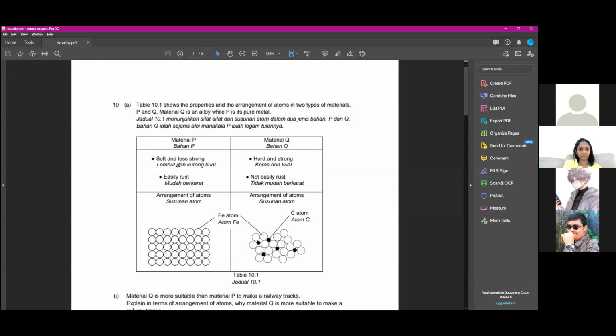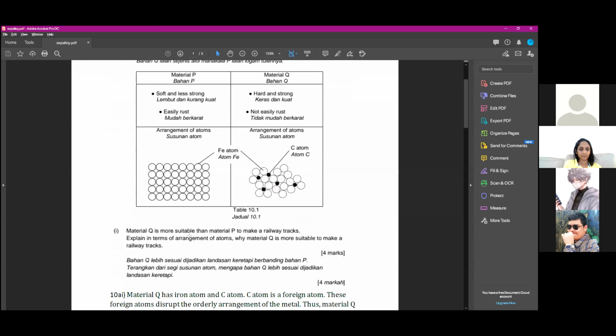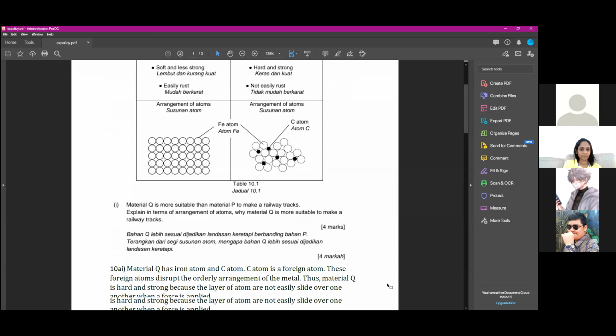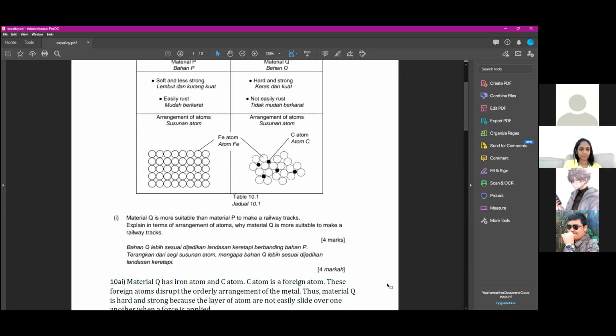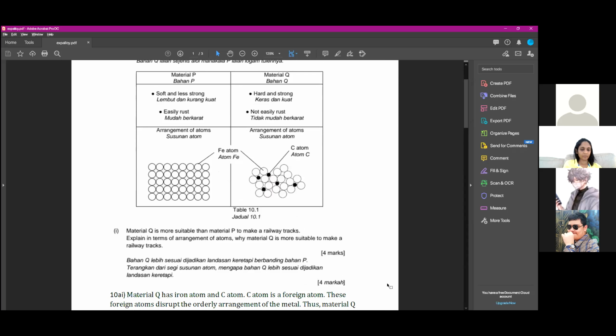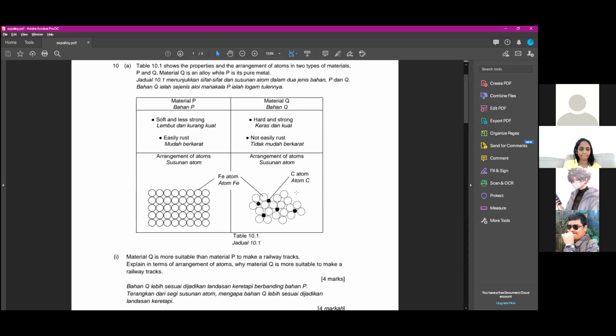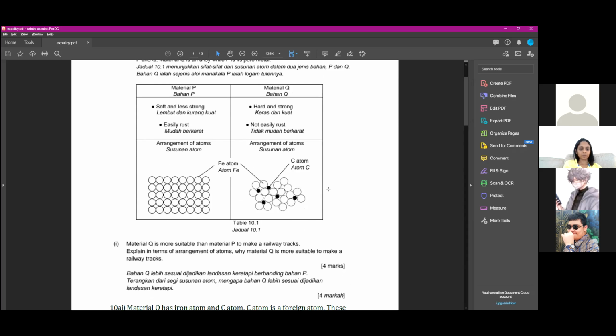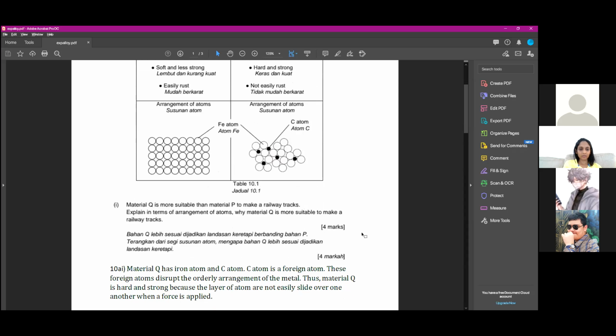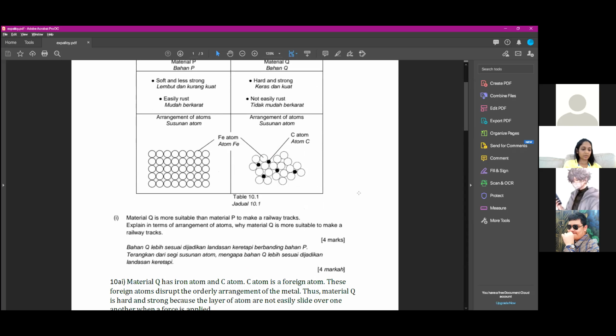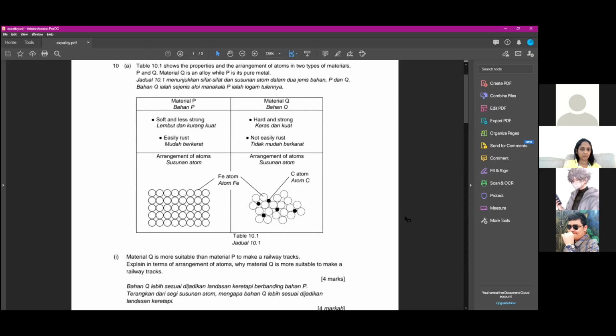10A is about the question on alloy. Material Q is more suitable than material P to make a railway track. Explain in terms of the arrangement of atoms why material Q is more suitable to make a railway track. Material Q is suitable because it is an alloy, because it contains C atoms and Fe atoms. The C atom is a foreign atom. The foreign atom disrupts the orderly arrangement of the metal. Thus, material Q is hard and strong because the layers of atoms do not easily slide over one another when a force is applied. Therefore, the alloy is strong.